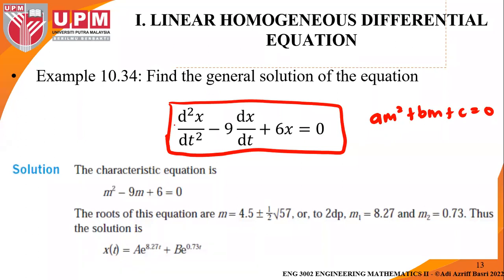So a is 1. So what is your m? You can go for m square plus, what is your b? B is negative 9.